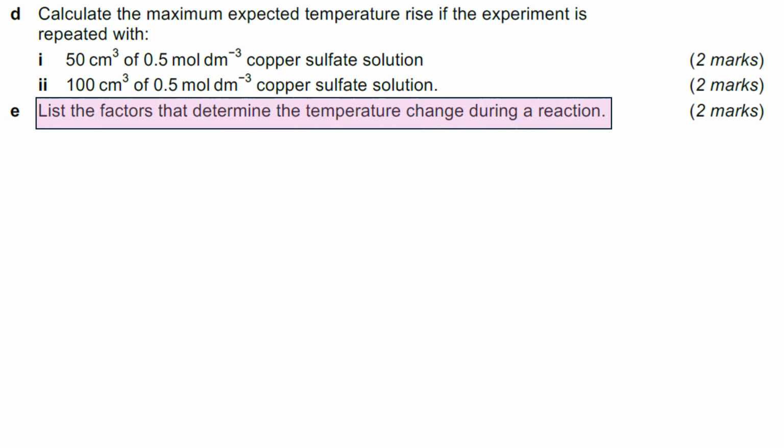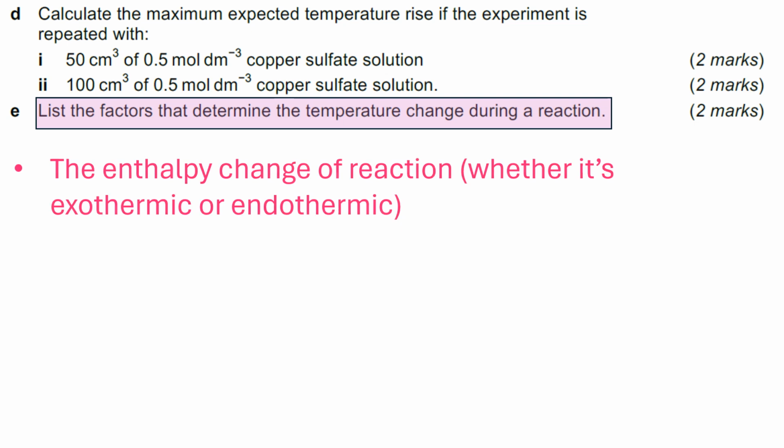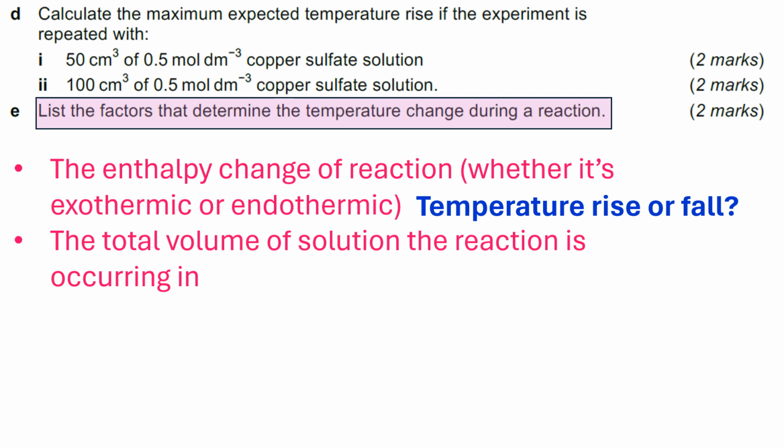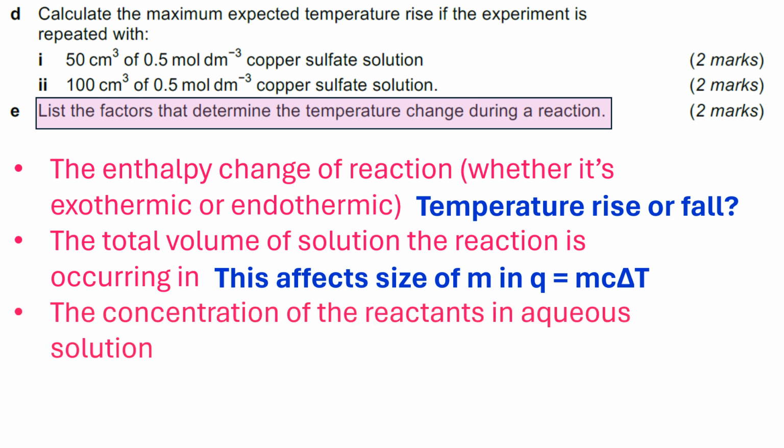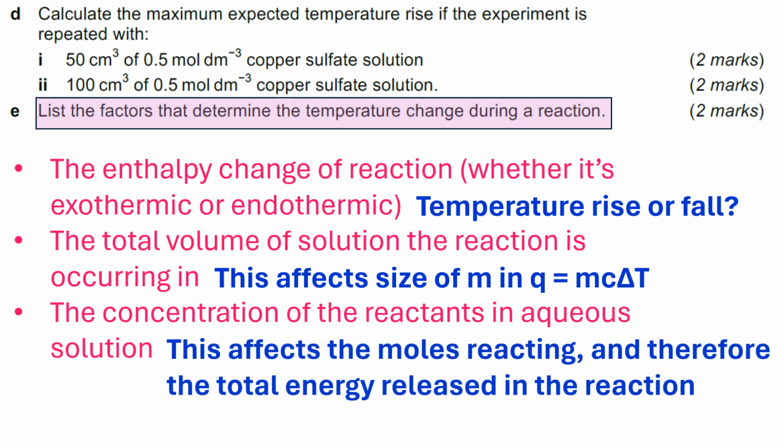Now we've got to think about it. They want you to list the factors that determine the temperature change during a reaction. So firstly, it's the enthalpy change of the reaction, whether it's exothermic or endothermic. That'll give you either a temperature rise or a temperature fall. Then, the total volume of solution the reaction is occurring in. This affects the size of m. m is the mass of water being warmed or cooled in q equals mc delta T. And finally, the concentration of the reactants in aqueous solution. This will affect the moles reacting and therefore the total energy released in the reaction.